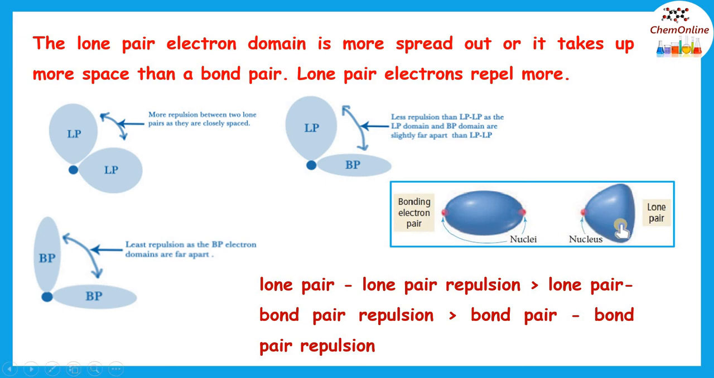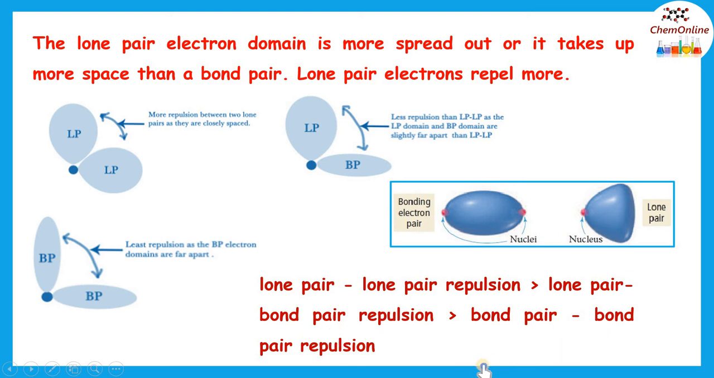That means a lone pair electron cloud occupies more space than a bond pair electron cloud. And that's why the repulsion between lone pairs is greater than the repulsion between bond pairs. And the magnitude of these electron pair repulsions follows the order lone pair-lone pair greater than lone pair-bond pair greater than bond pair-bond pair repulsions.